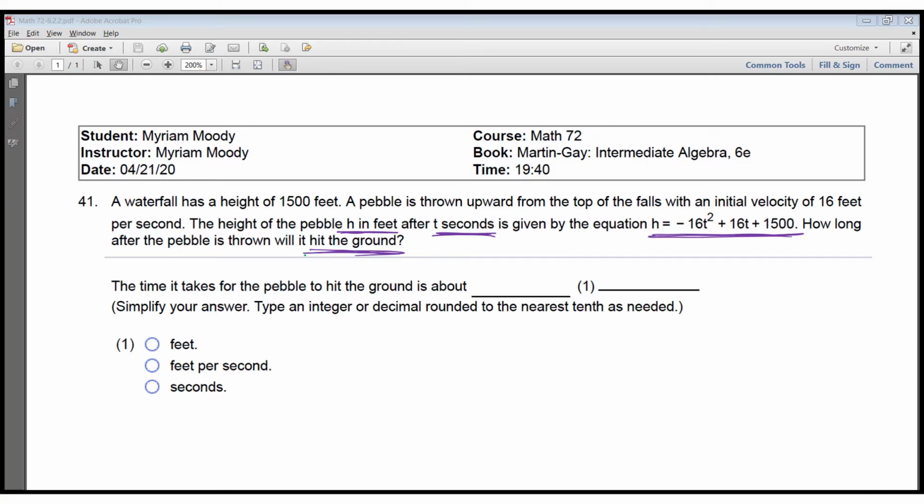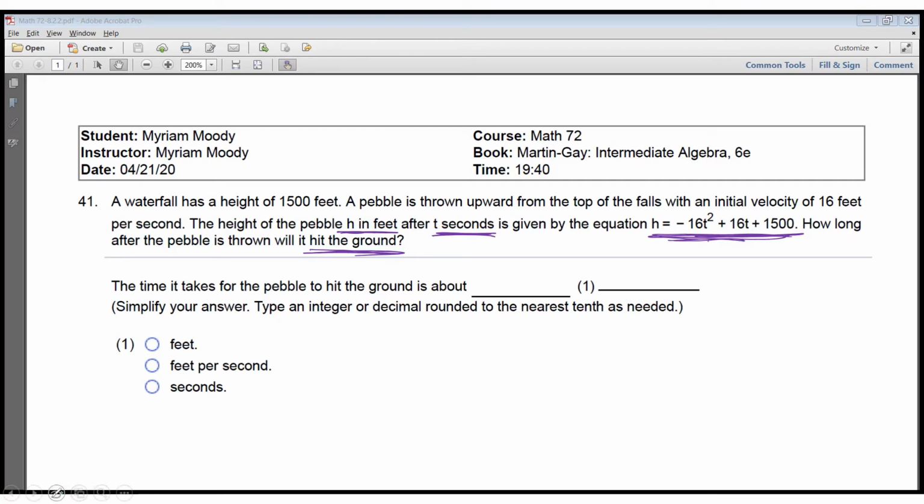Okay, so here's the deal. You know, they gave us a lot of information, but which information is relevant and which of it is fluff? They gave me the height of the waterfall was 1,500 feet. Great. They said that they threw the pebble up and it had initial velocity of 16 feet per second. Great. But you know, they gave me this equation, and in the equation is the 1,500 and the 16 feet per second. So I'm grateful they gave me those first two sentences, but they wrapped it up nice and neat for me in this equation. So I'm a happy camper.